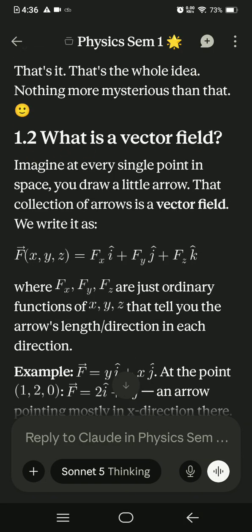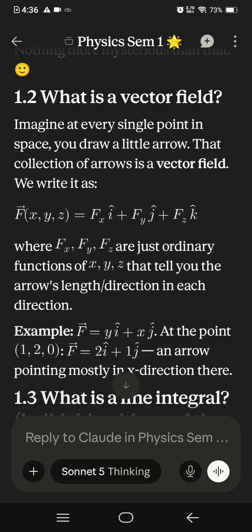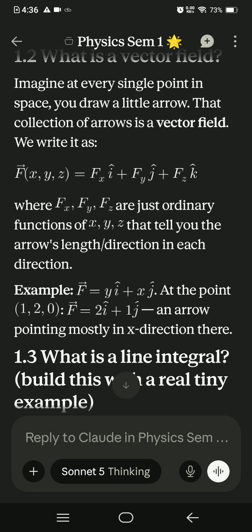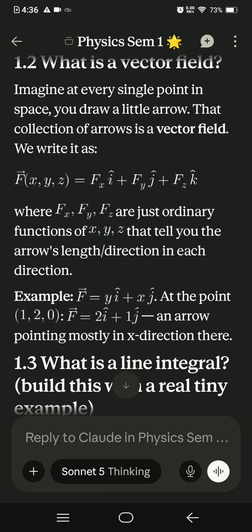Next is, what is a vector field? Imagine at every single point in space you draw a little arrow. That collection of arrows is a vector field. We write it as F vector equals Fx i plus Fy j plus Fz k, where Fx, Fy and Fz are just ordinary functions of x, y and z. That tells you the arrow's length or direction in each direction i, j and k.